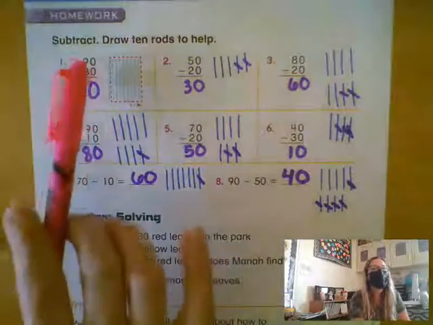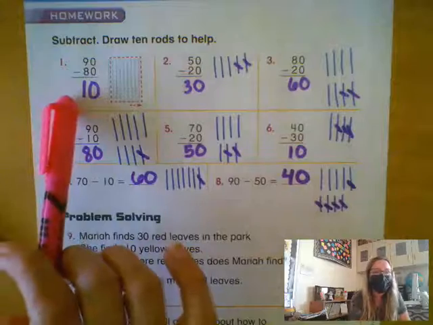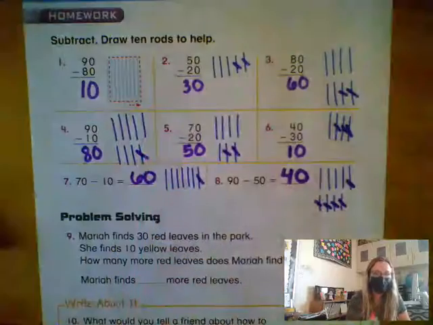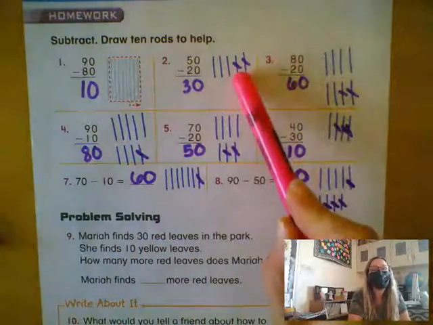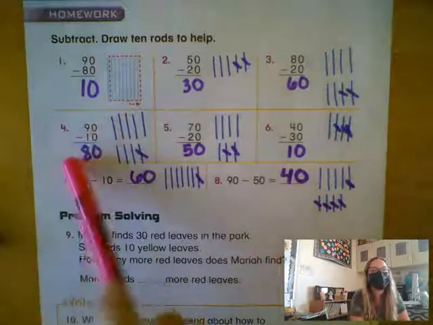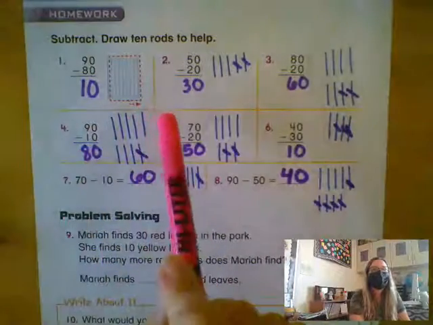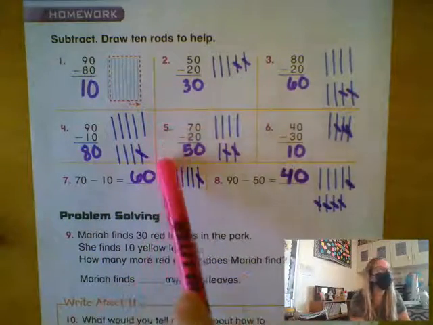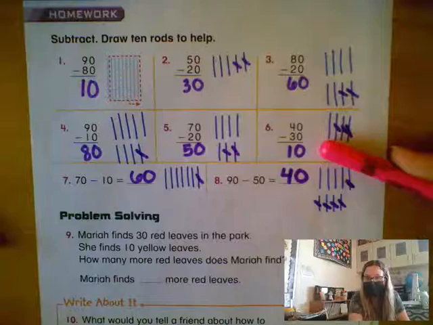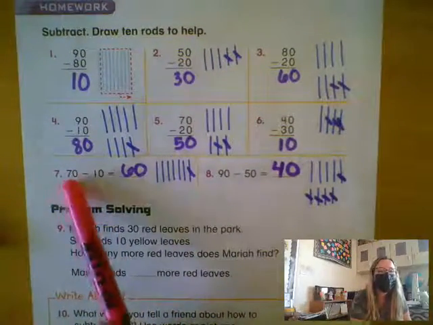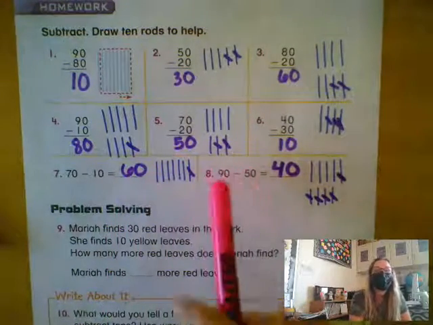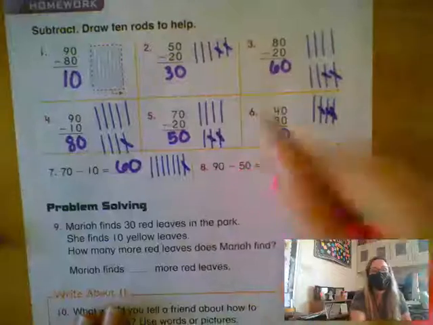For number 1, you should have 90 minus 80 equals 10. For number 2, 50 minus 20 equals 30. Number 3, 80 minus 20 equals 60. Number 4, 90 minus 10 equals 80. Number 5 is 70 minus 20 equals 50. Number 6 is 40 minus 30 equals 10. Number 7 is 70 minus 10 equals 60. And number 8 is 90 minus 50 equals 40.